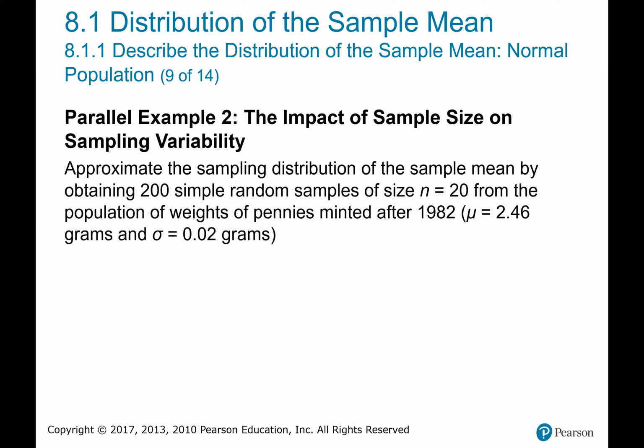Okay, guys, let me read the problem again. Approximate the sampling distribution of a sample mean by obtaining 200 simple random samples of size n equal 20 from the population of weights of pennies minted after 1982. Again, the mean of the population is 2.46, and the standard deviation of the population sigma is equal to 0.02. So now I increase the size from n equal 5 to n equal 20. Now see what happened.